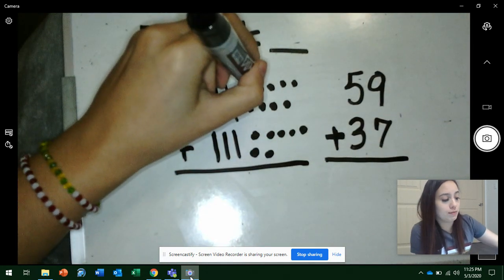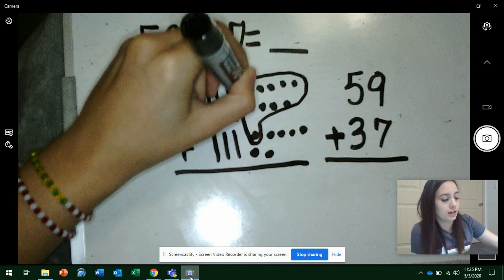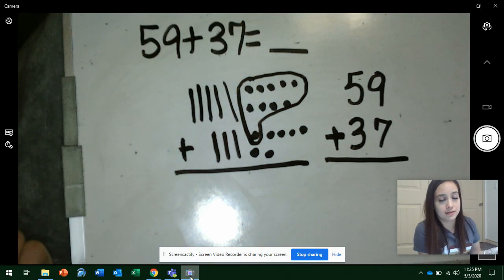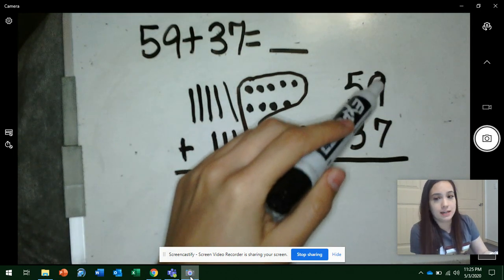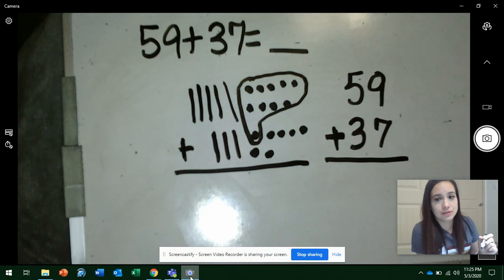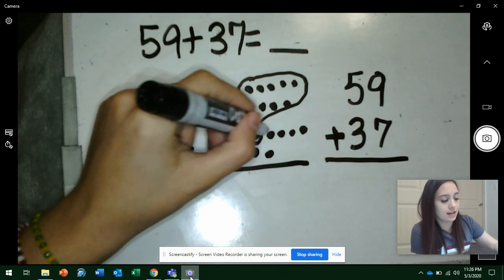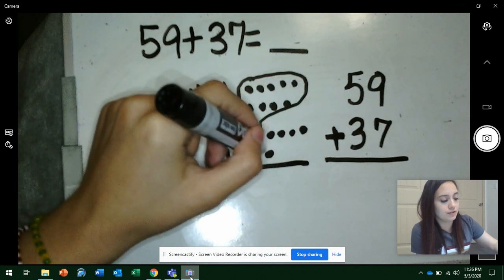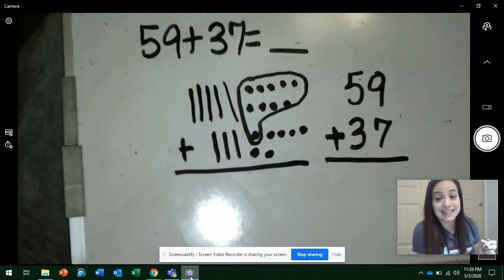Yes, only one more. So you should have circled 9 and 1. That made your new 10. And we know that 9 plus 7 equals, get ready, 16. Because you have 10, 11, 12, 13, 14, 15, 16. And 16 has how many 10s and 1s, boys and girls? Get ready. Yeah, 1 ten, 6 ones.